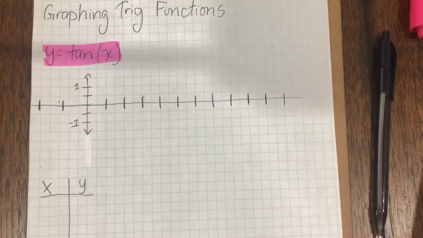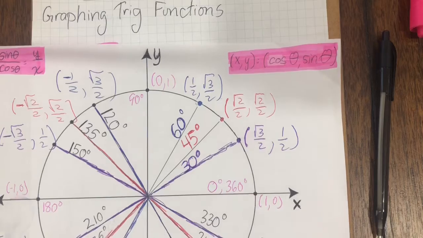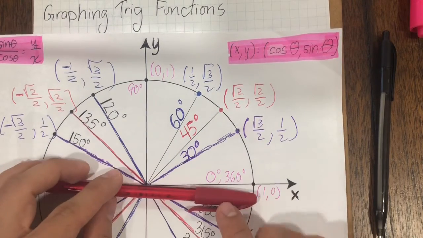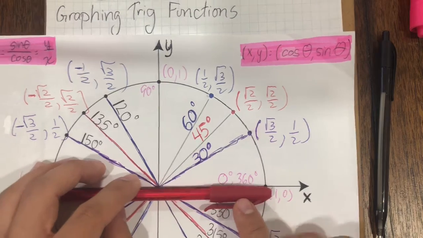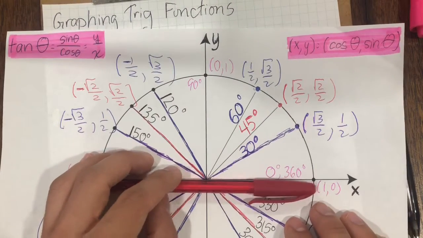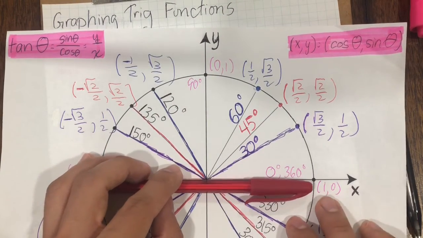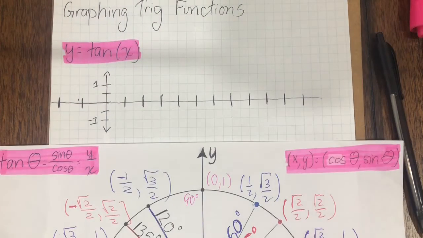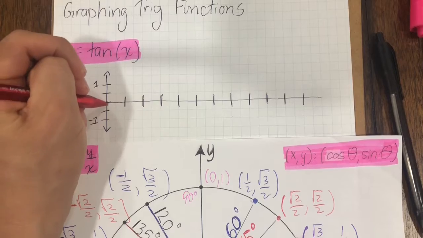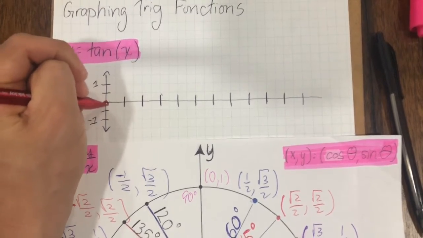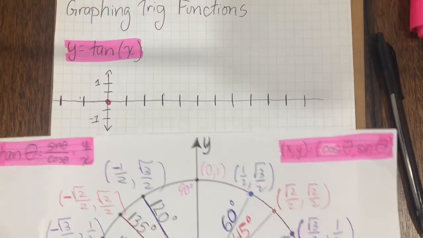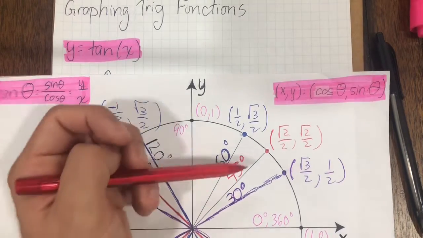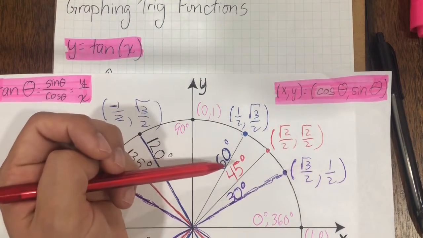So let's say I wanted to start at 0 degrees. If I were to evaluate tangent of 0, all I need to do is take 0 and divide it by 1, and I'll still get 0. So that means that tangent of 0 is going to be 0. Now we're going to move on from 0, and I'm going to go to 45 degrees or pi over 4 radians.